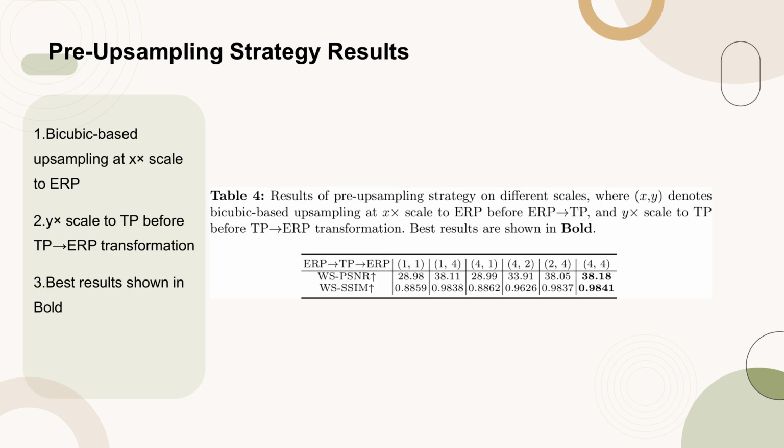Table 4 presents the results of the pre-up sampling strategy applied at different scales. The notation X, Y indicates bicubic-based upsampling at X times scale to ERP before ERP-TP transformation, and Y times scale to TP before TP-ERP transformation. The best results are highlighted in bold, showcasing the effectiveness of the strategy in mitigating information loss during the transformations between ERP and TP images.